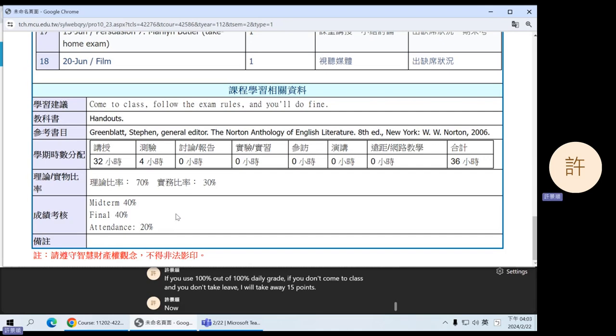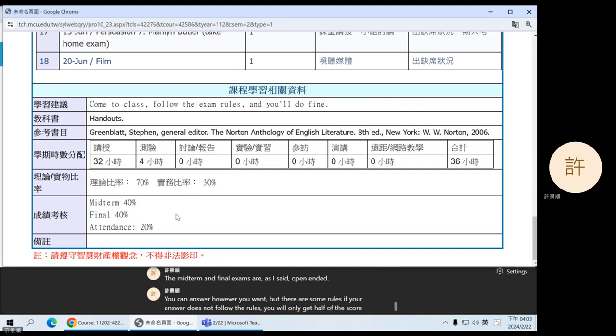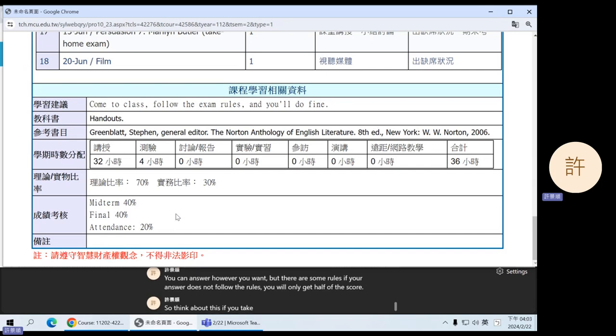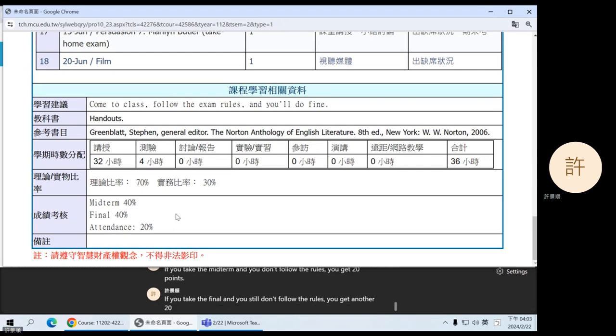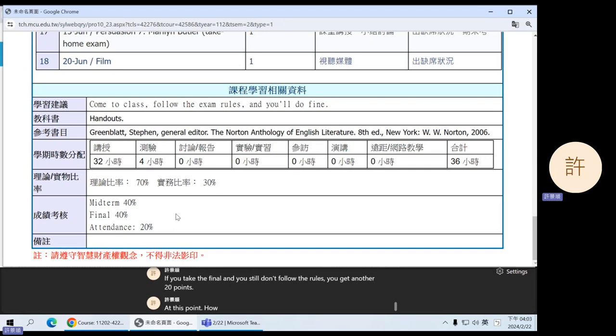Now, these numbers were very carefully chosen. The midterm and final exams are, as I said, open-ended. You can answer however you want, but there are some rules. If your answer does not follow the rules, you will only get half of the score. So think about this. If you take the midterm and you don't follow the rules, you get 20 points. If you take the final and you still don't follow the rules, you get another 20 points. At this point, how much more do you need to pass? 20. So if you're not sure that you will do well on the exams, you should come to class.